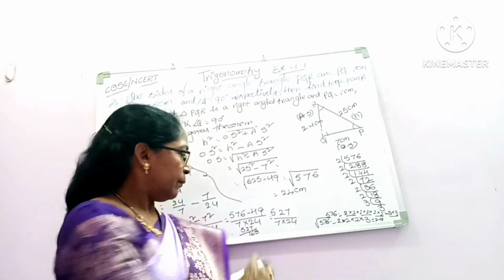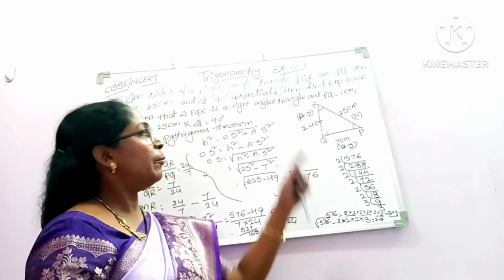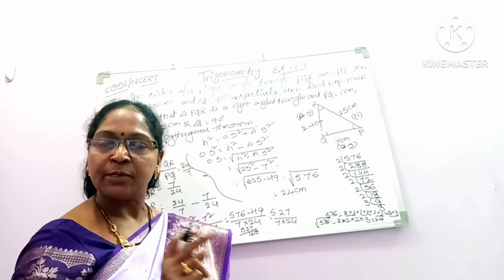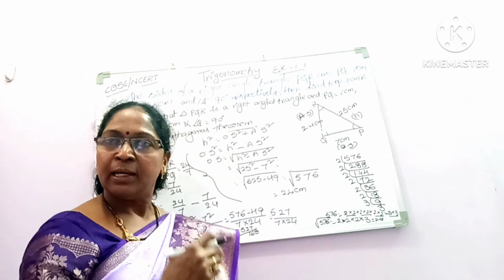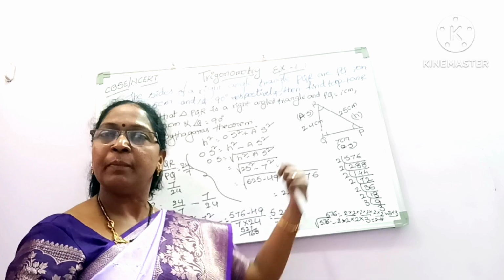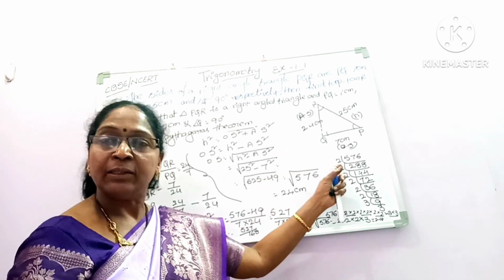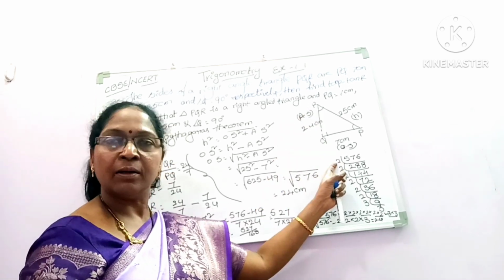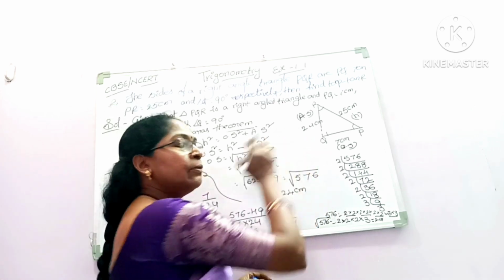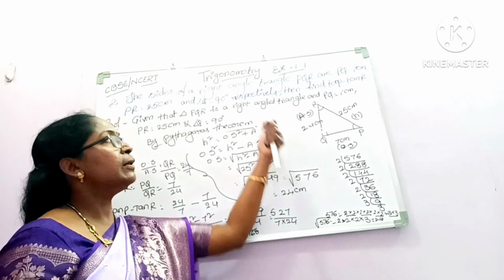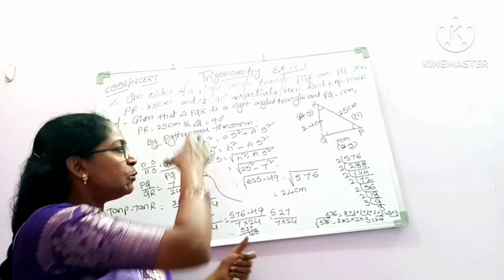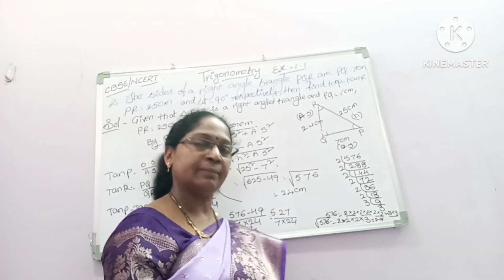So how to find out: whenever two side values are given in a right angle triangle, the third side you can find out by using the Pythagoras theorem. First you have to find out the third side value, and later whatever trigonometric functions they ask, you can find those trigonometric functions.